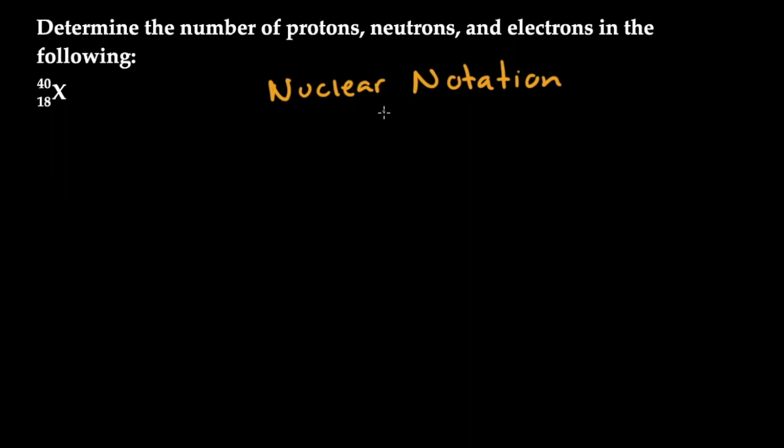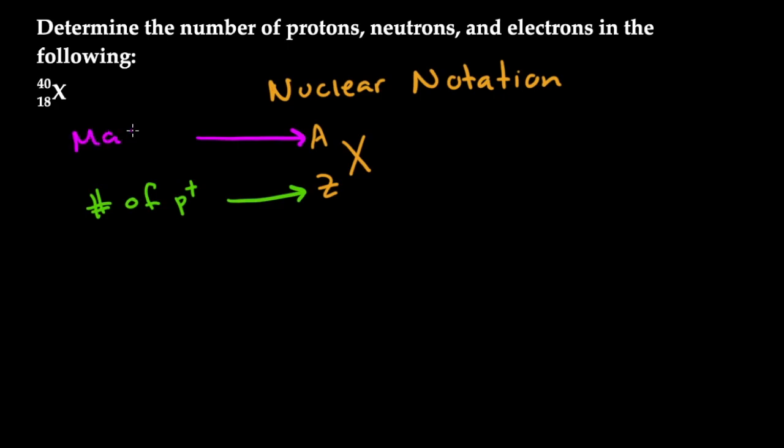The way you write nuclear notation is you put an X here, and this X represents the elemental symbol, which can be either one letter or two letters. Right here you have the Z number, and up here you have the A number. The Z number represents the number of protons. It's also called the atomic number. And then here you have the mass number.